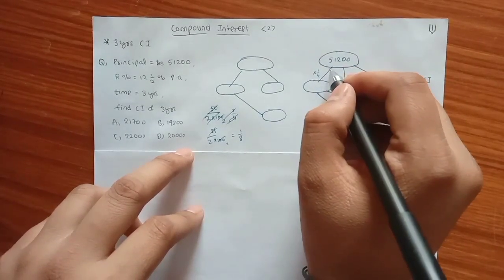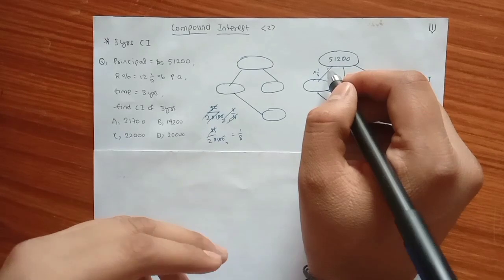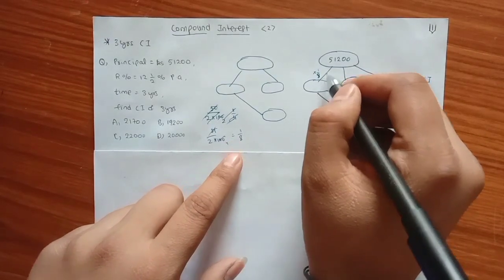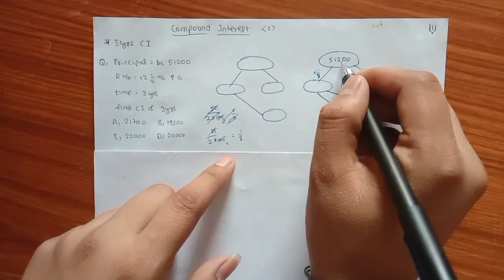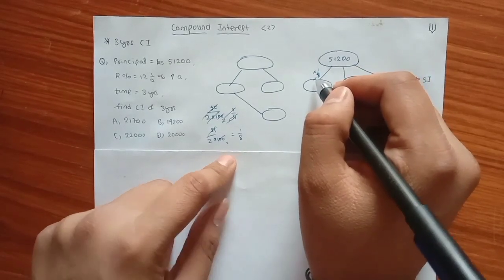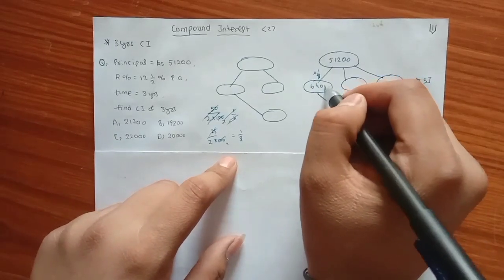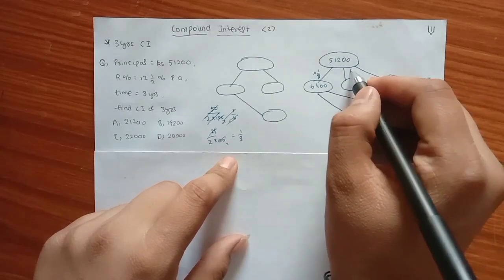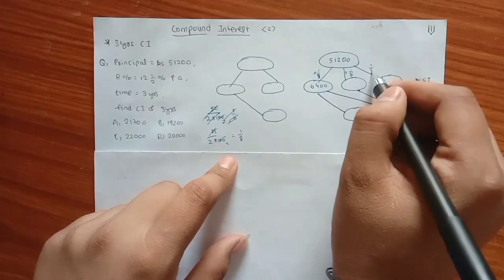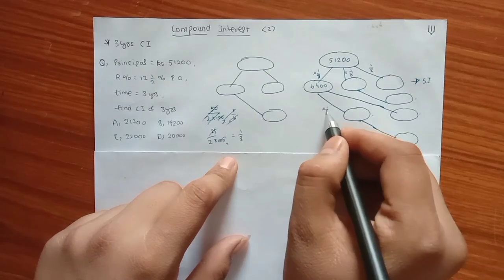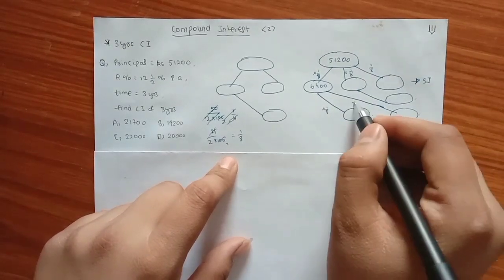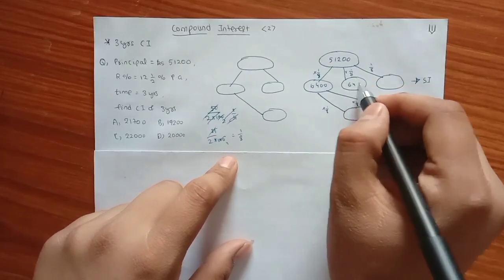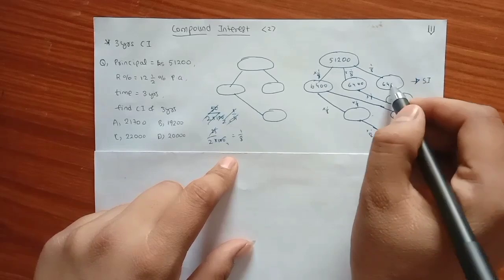To get the interest value from the principal amount, we need to multiply by this fraction. When we multiply, we get 6,400, the simple interest row. Here also we need to multiply with 1 by 8. All of them we are going to multiply with 1 by 8 only. So all of these are the same, 6,400, 6,400.